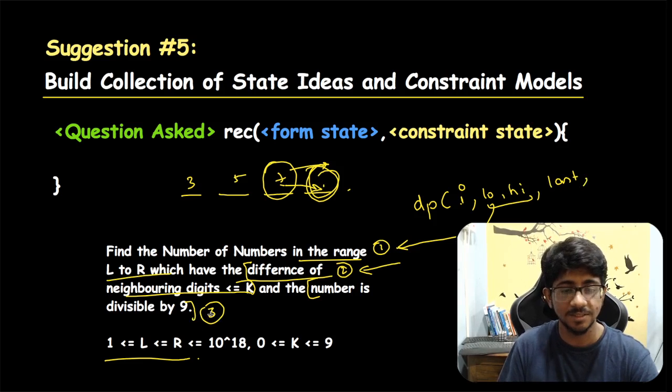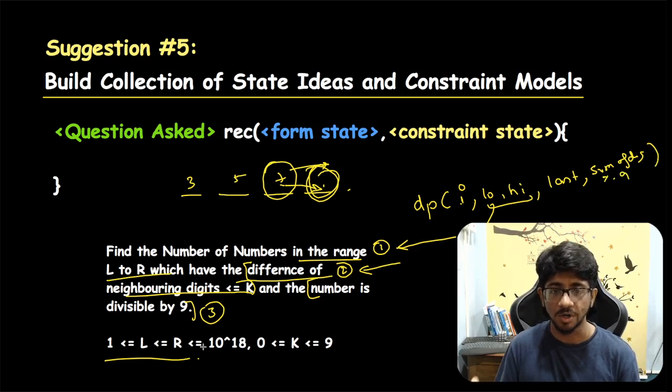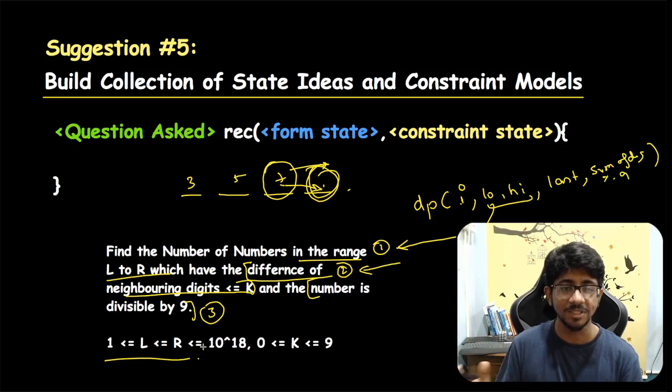And then there is this third parameter, and that is the number is divisible by 9. In case you don't know this, if you have to find a number which is divisible by 9, the sum of its digits should be divisible by 9, right? So you keep sum of digits mod 9 in the state. This is how you model this third parameter, because if you have the sum of digits mod 9 and at the end it is 0, that means whatever number you have currently formed is actually divisible by 9, right? So this is how constraint modeling works.